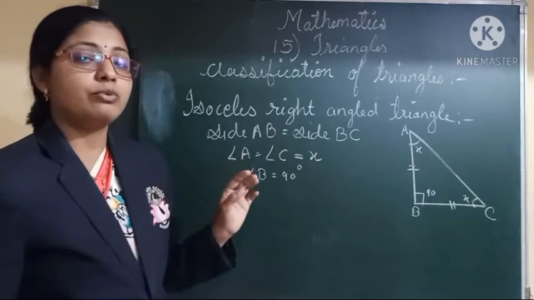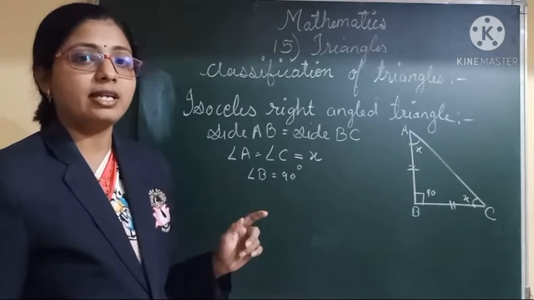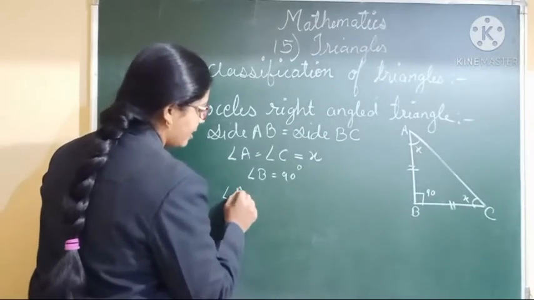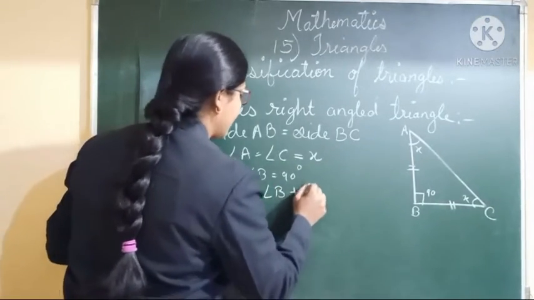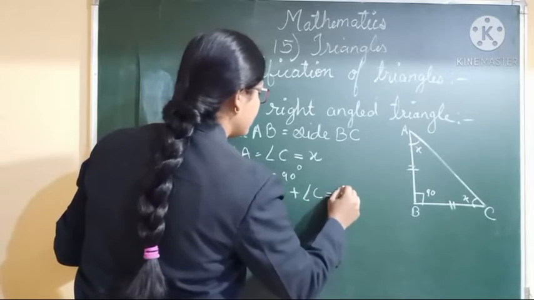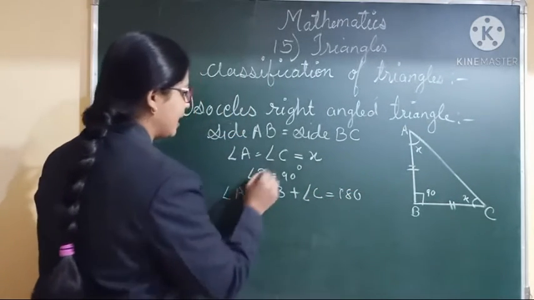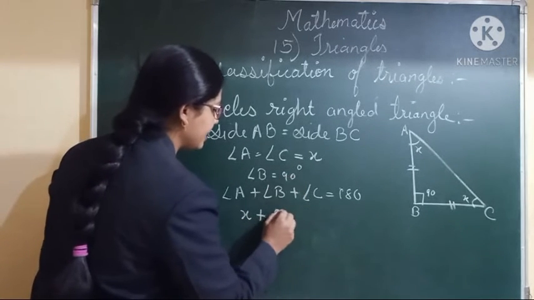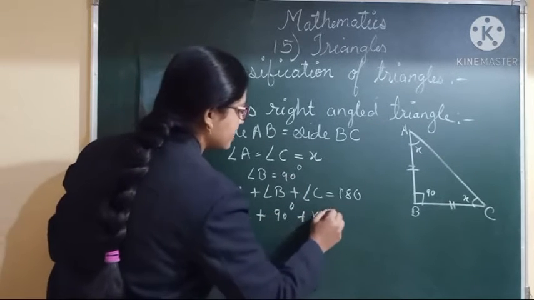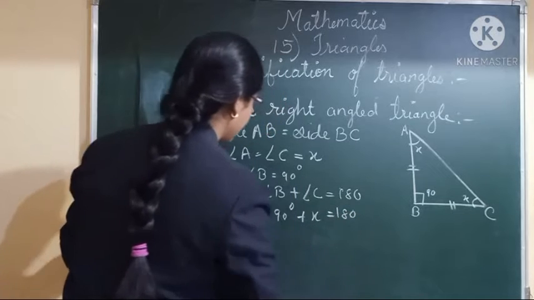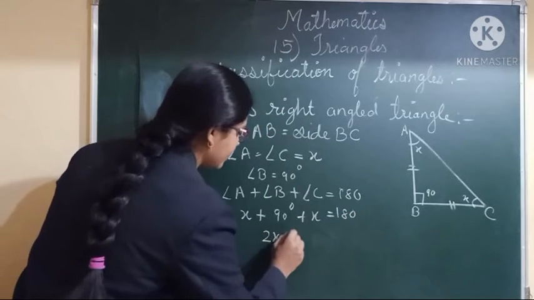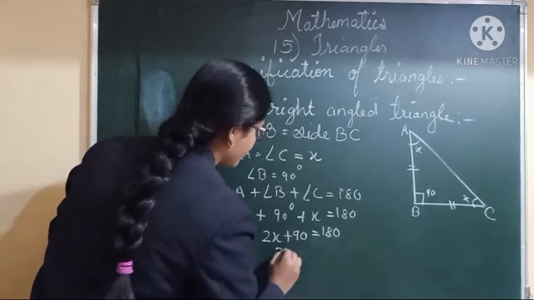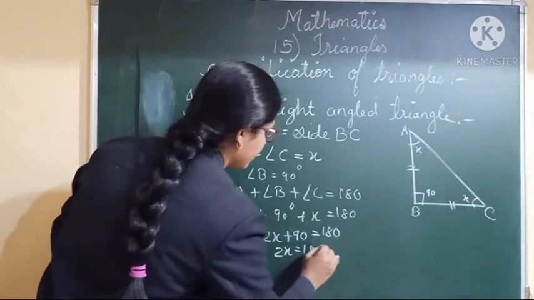Now we know one formula: the sum of the interior angles is always 180 degrees. Use that. Angle A plus angle B plus angle C equals 180. Angle A and C will be X, so X plus 90 degrees plus X equals 180. So X plus X is 2X plus 90 equals 180. So 2X equals 180 minus 90.